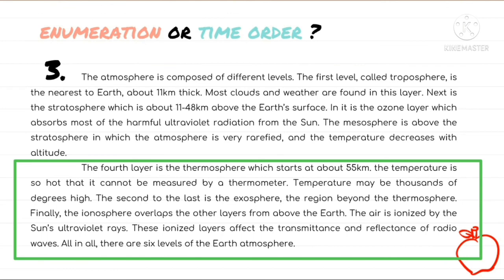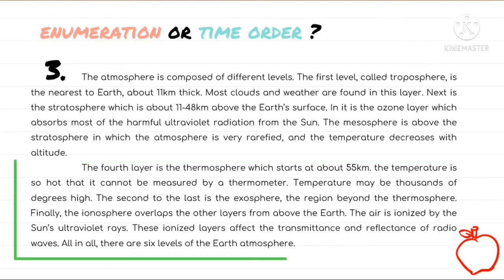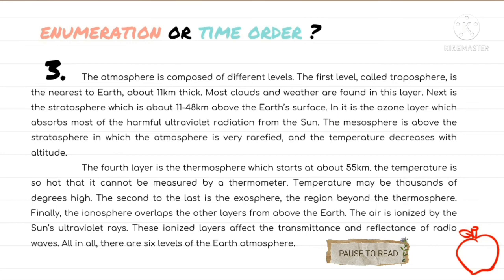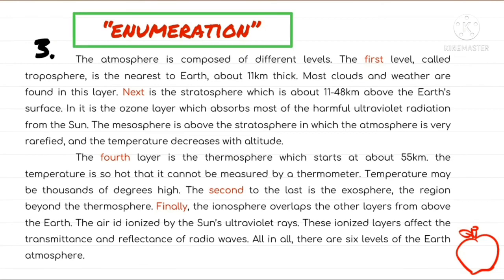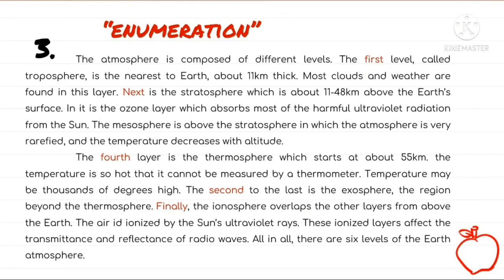The air is ionized by the sun's ultraviolet rays. These ionized layers affect the transmittance and reflectance of radio waves. All in all, there are 6 levels of the Earth's atmosphere. The correct answer is enumeration because the paragraph stated the 6 levels of the Earth's atmosphere.